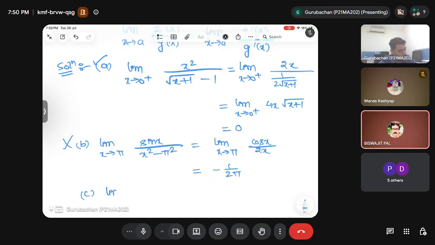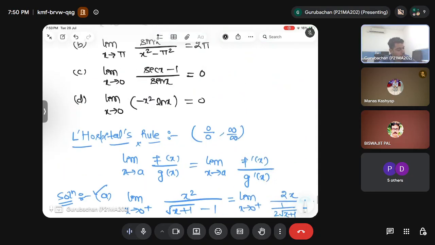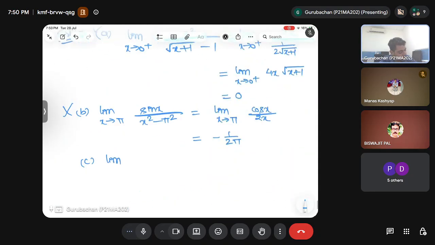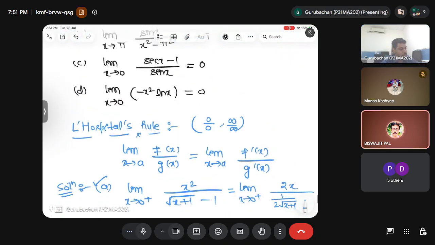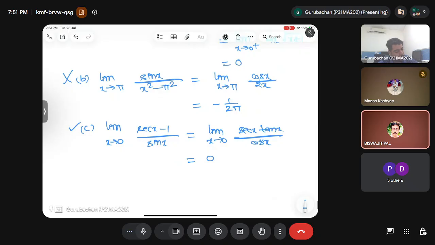Incorrect. Limit x tending to 0 secant x minus 1 divided by sin x. Again it is a 0 by 0 form, so you can calculate secant x tangent x divided by cos x. So it will be 0. Yes. So this is correct.